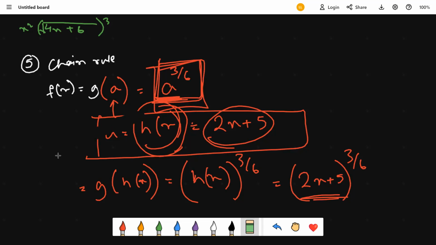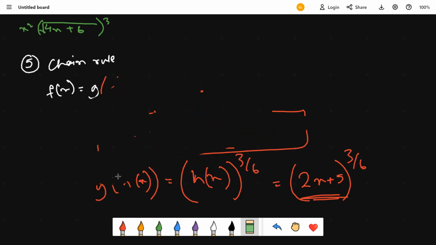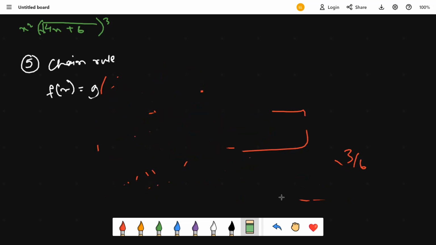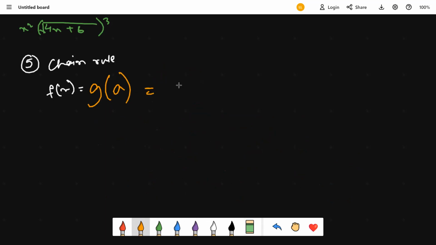You might get confused, so let's explain the scenario again. Let's say we have g of a as a function, where the expression is a square. Let's make it much simpler. So this is an example: f of x is equal to g of a, which is equal to a square.